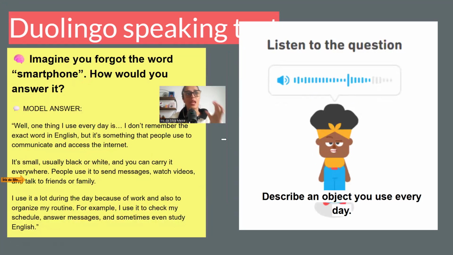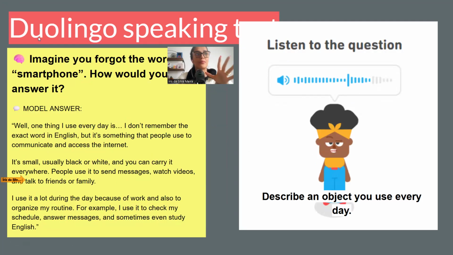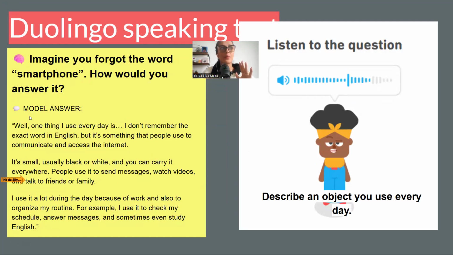So let's say you forgot the word smartphone, right? How would you answer it? I've got a model answer for you. The student could simply say, well, one thing I use every day is, I don't remember the exact word in English, but it's something that people use to communicate and access the internet.